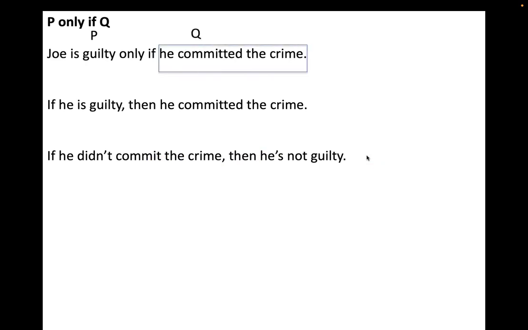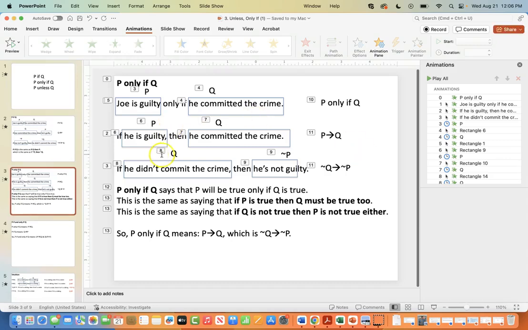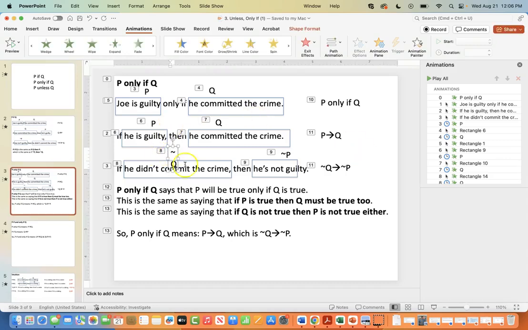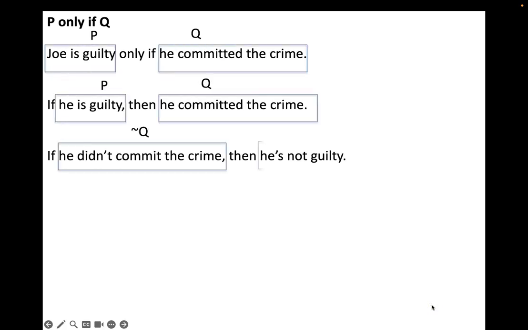So if we assign he committed the crime Q and he is guilty P, and we have there he is guilty, we'll get P again, and he committed the crime, we'll get Q again, and we'll just have he didn't commit the crime and he's not guilty. And obviously there should be a not here, so I'm just going to add the not real quick. There we go. So P only if Q is equivalent to P arrow Q.